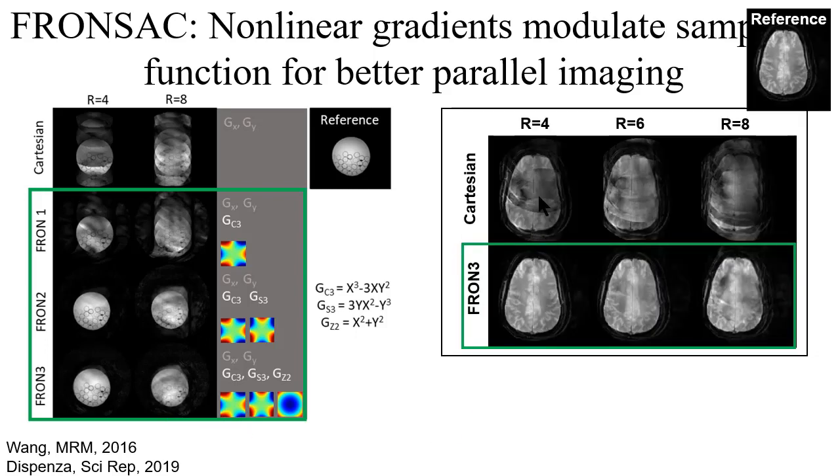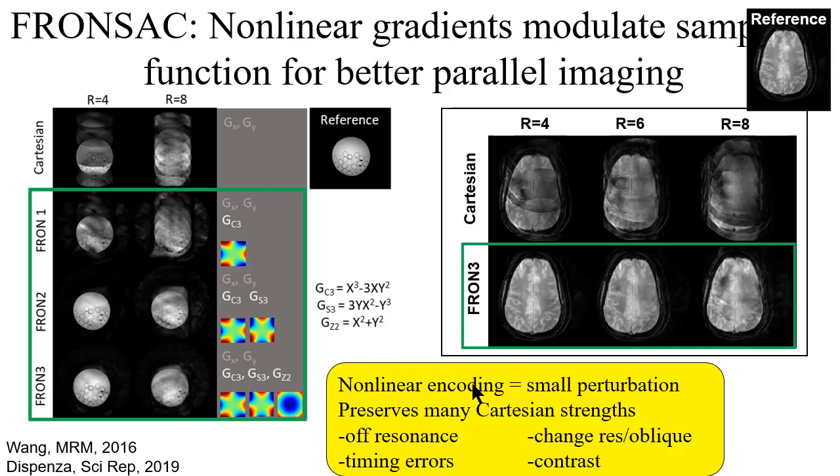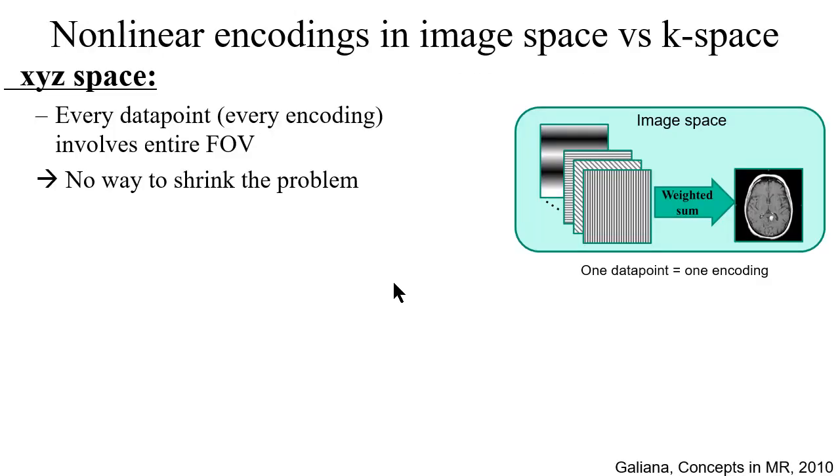So we've also done these in humans. You can see the undersampled 4, 6, and 8 images, and FRONSAC does a pretty good job of holding it together. And what's really neat is that because that nonlinear encoding is just a small perturbation, we're preserving a lot of the strengths of Cartesian. So, off-resonance effects, timing errors, changes in resolution, all of these are very easy to deal with because they're essentially just a Cartesian sequence with a little tweak.